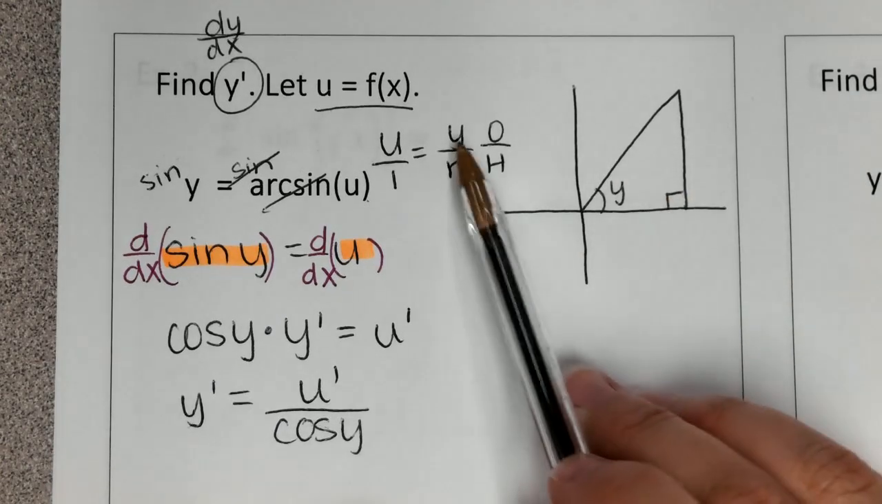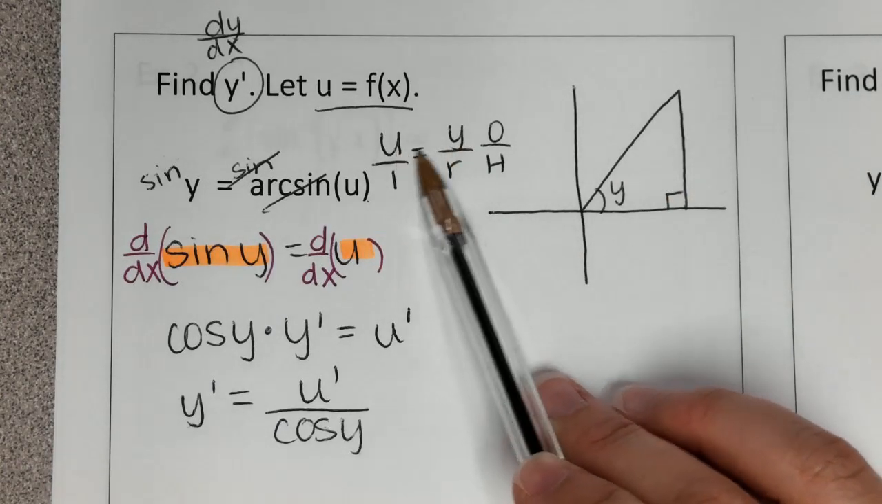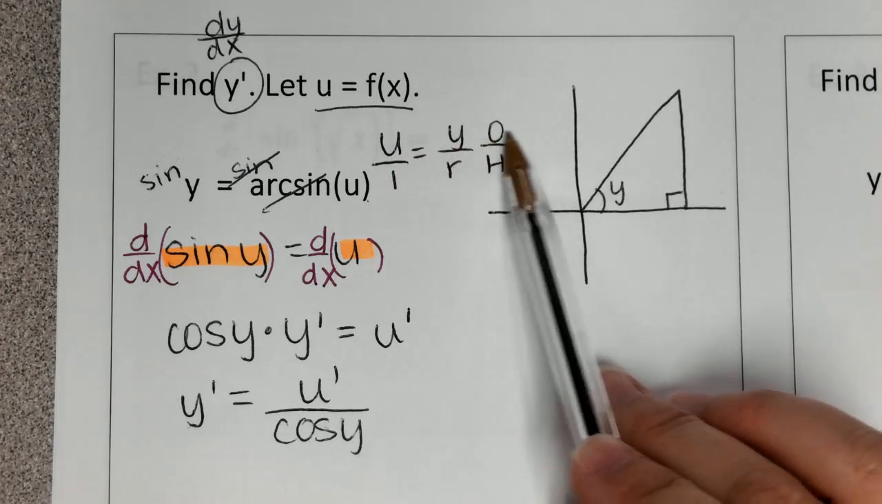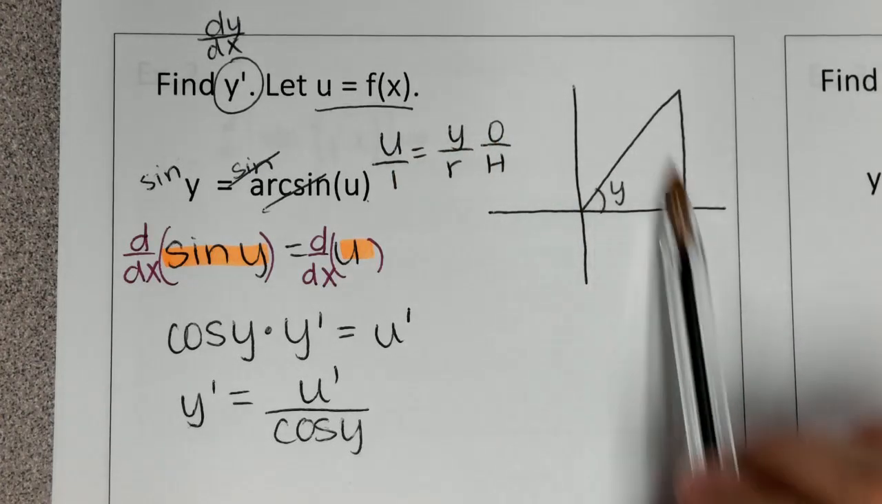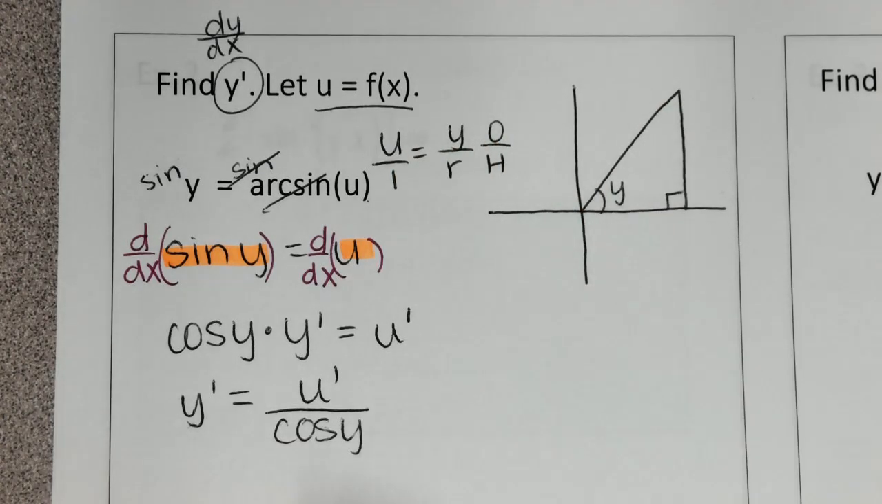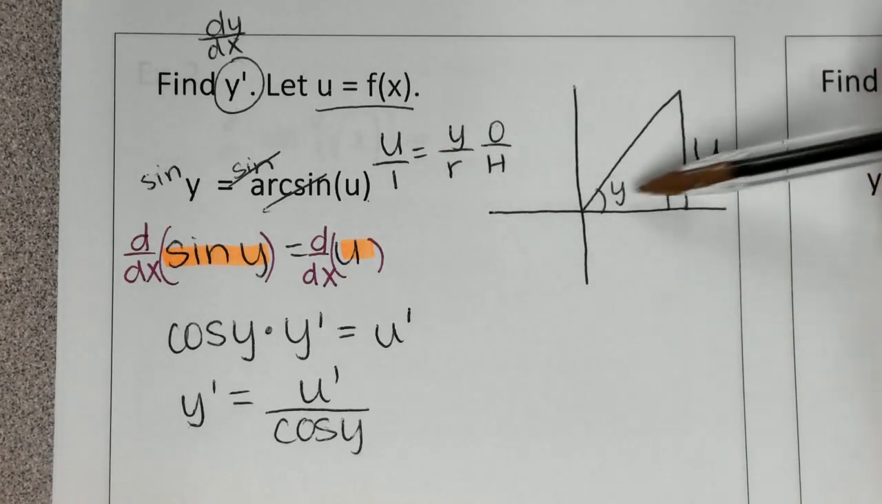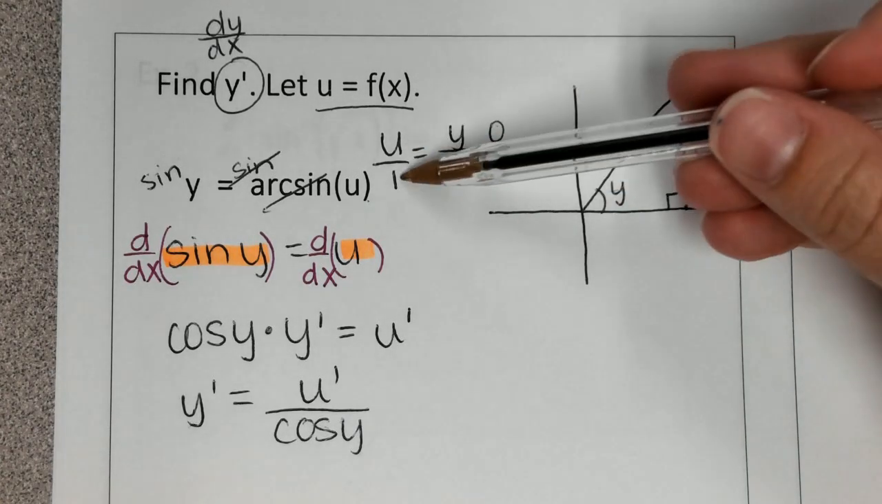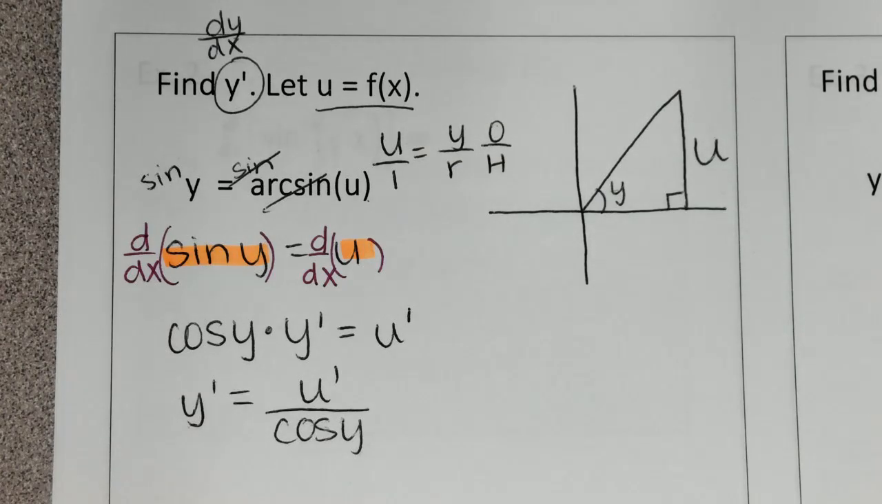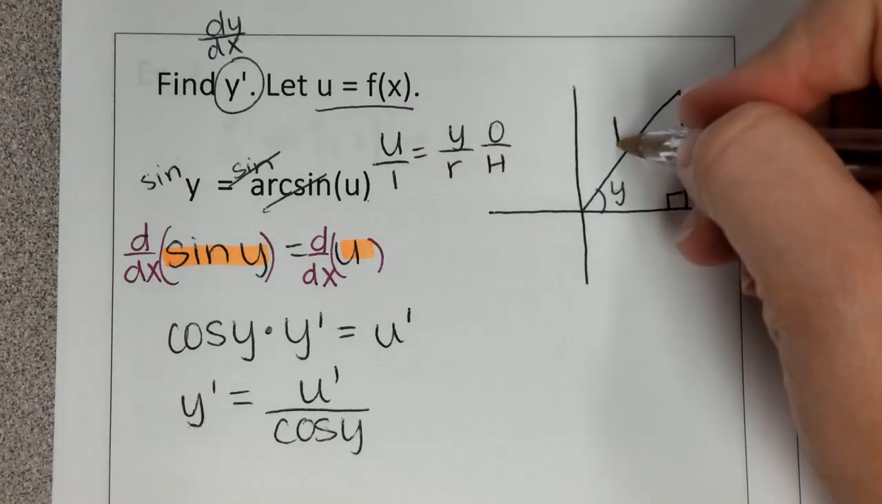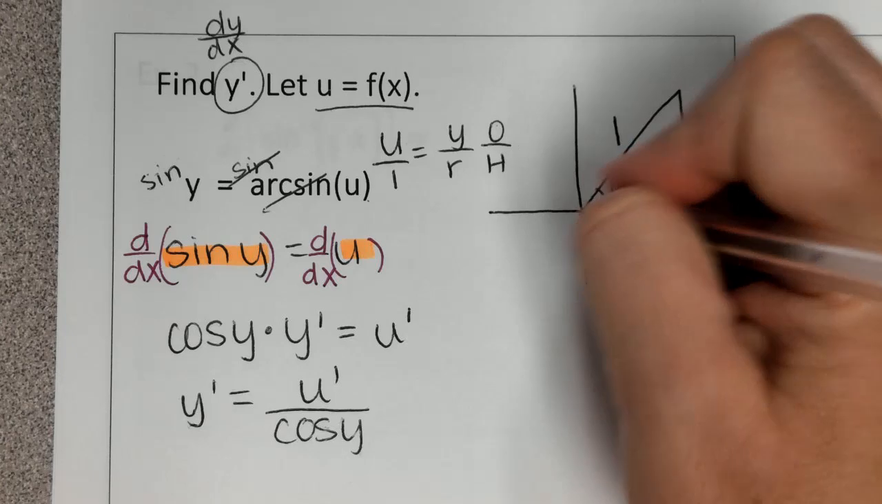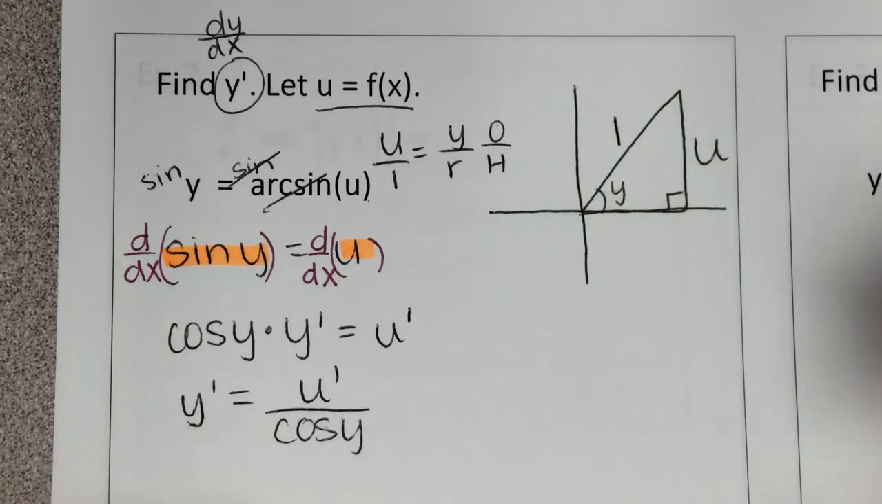Which side of the right triangle is u? Is it the base? Is it the altitude? Is it the hypotenuse? It's the altitude. There's your u, because that's the opposite from the angle. Where do I put the 1? That's the hypotenuse. Oh, look, I'm now missing this side right here.